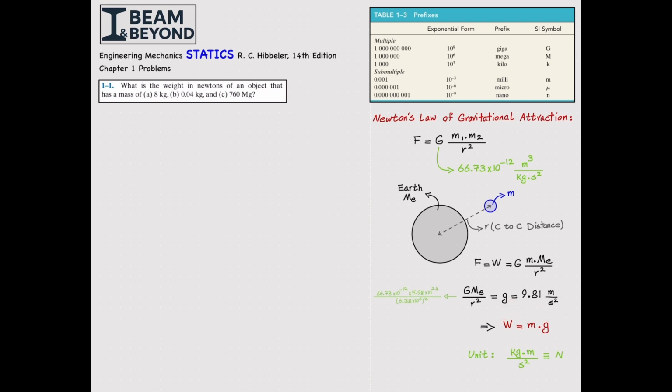The unit for weight is kilogram meters per second squared, which by definition is 1 newton. So 1 kilogram meter per second squared is 1 newton. Let's solve the problem.